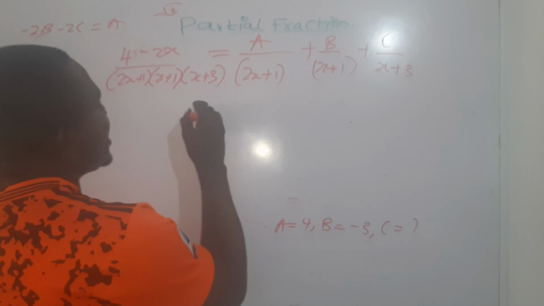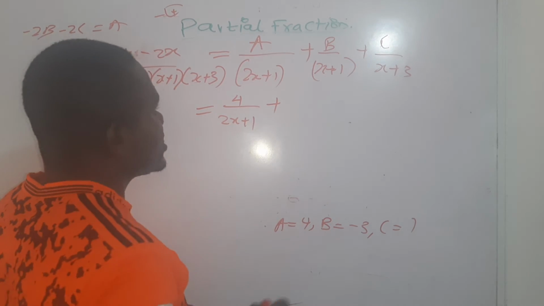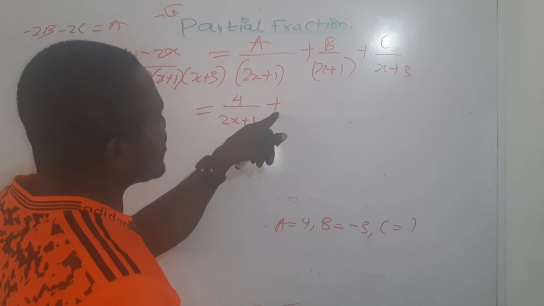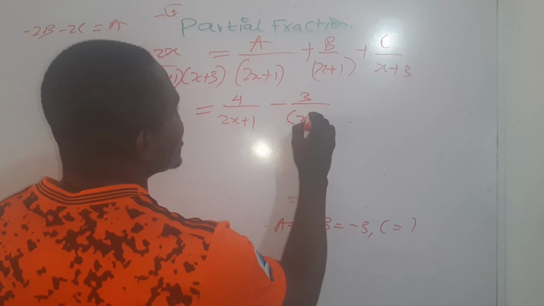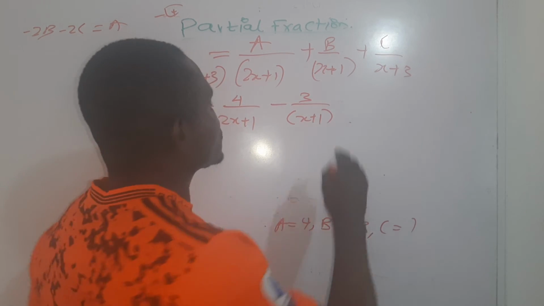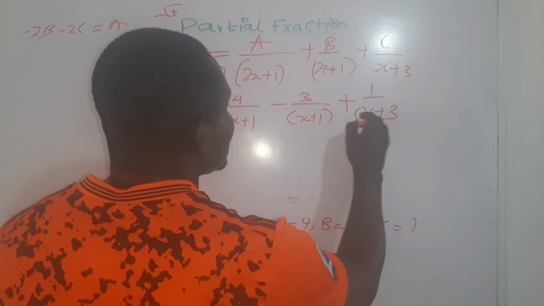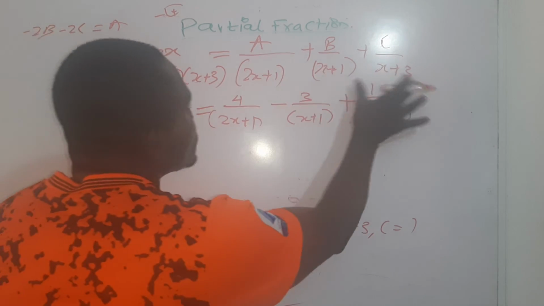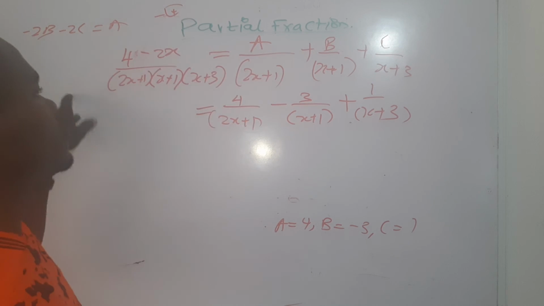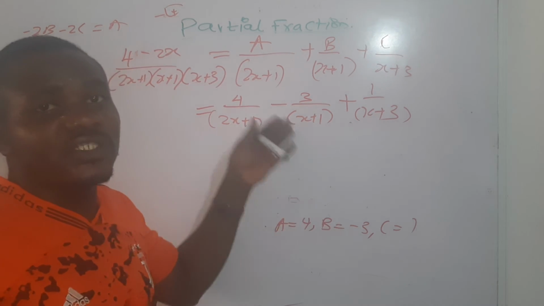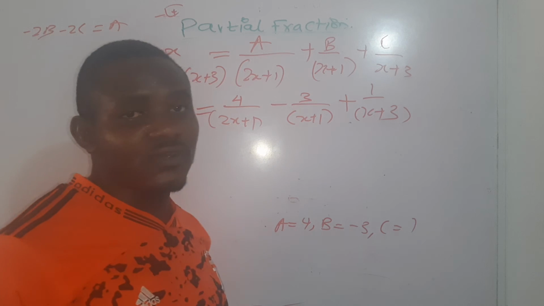Our a is 4, so that becomes 4 over 2s plus 1, then plus our b, which is minus, so the negative will affect this. It becomes negative 3 over s plus 1, and our c is 1, so this remains plus 1 over s plus 3. If you find the LCM of this and do the calculation, the whole expression is going to give you this. So this is how you solve a partial fraction.